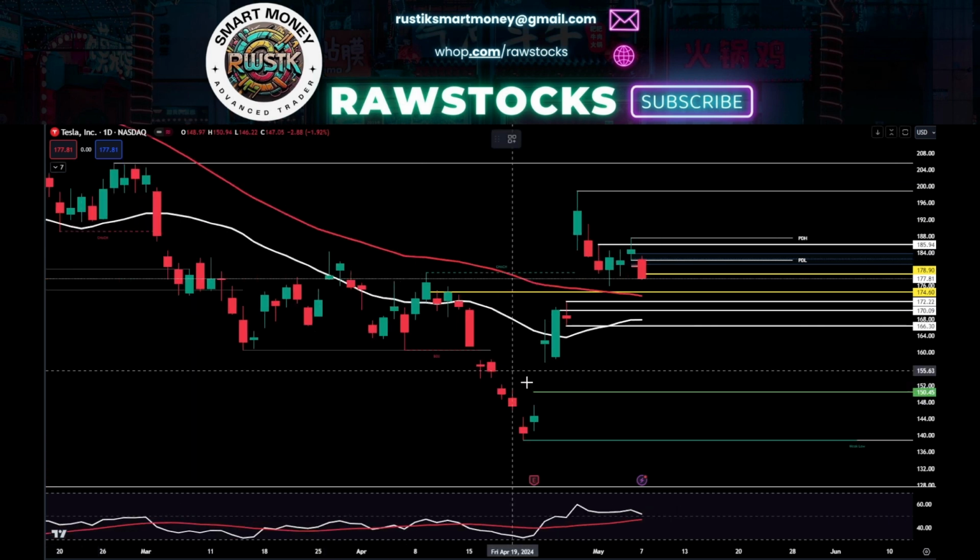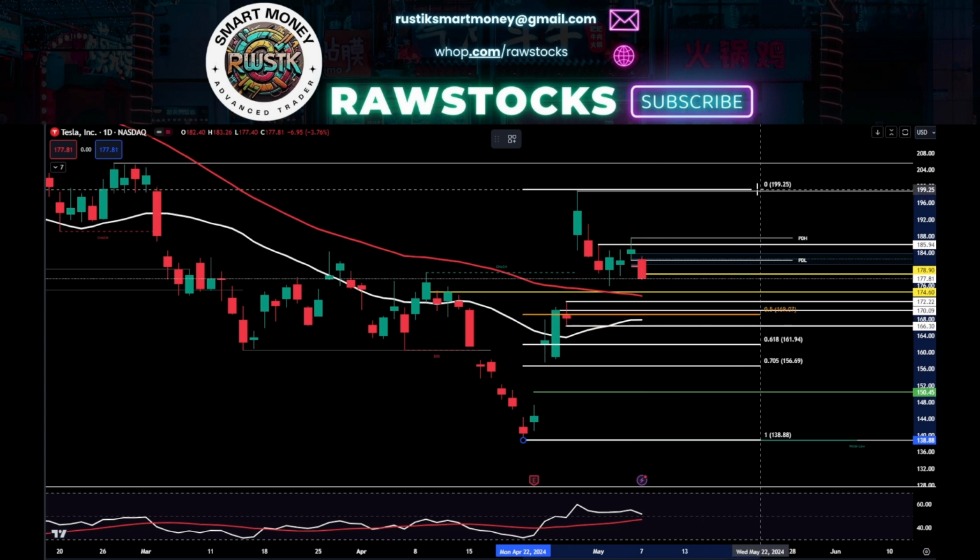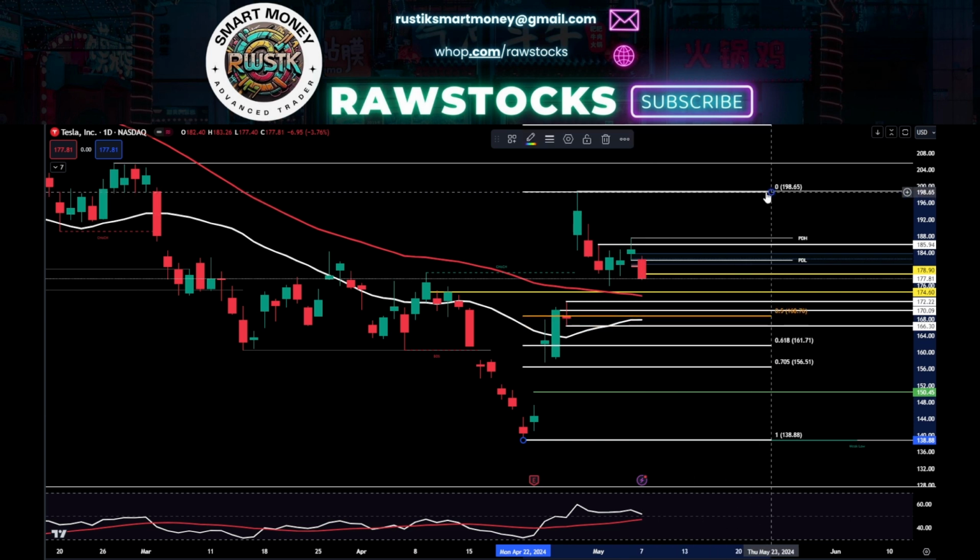Now, if we look at some of our fib levels from top to bottom of that rally, and we were looking for price to come back down below equilibrium, you can see equilibrium sits right around where that 20 period moving average is. We also have the 61.8 and the 70.5, which is our optimal trade entry zone, which sits right around where that gap is open. And then beyond that, we've got the gap fill.